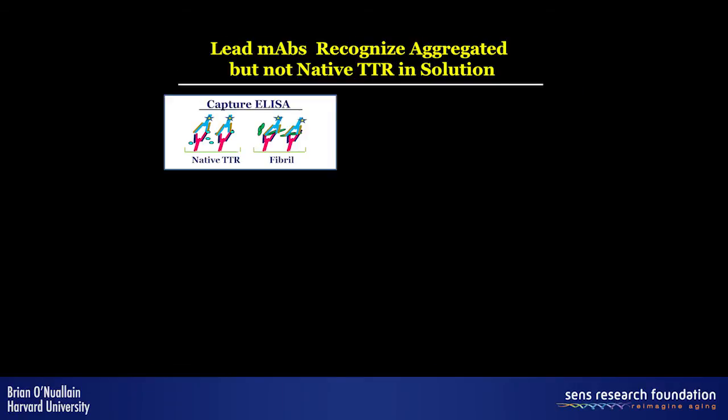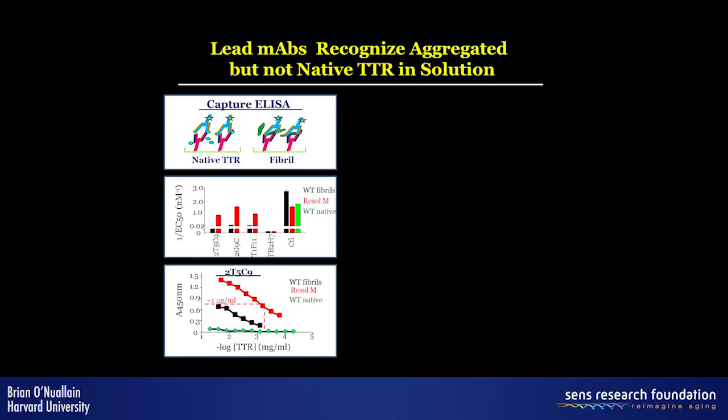To confirm this, we carried out solution phase ELISA assays, where, for example, in a capture ELISA, we put our test antibodies on the surface of the plate. We determined how well they could bind native TTR or aggregated TTR from solution. And what we demonstrated, well, first of all, with the control antibody, that it recognized everything essentially the same. In stark contrast, our lead antibodies didn't recognize the native protein. They only recognized soluble and fibril aggregates.